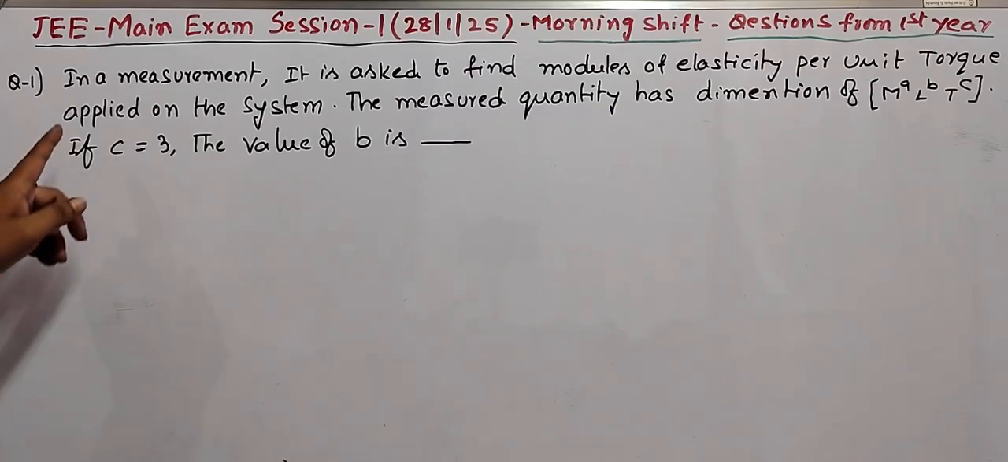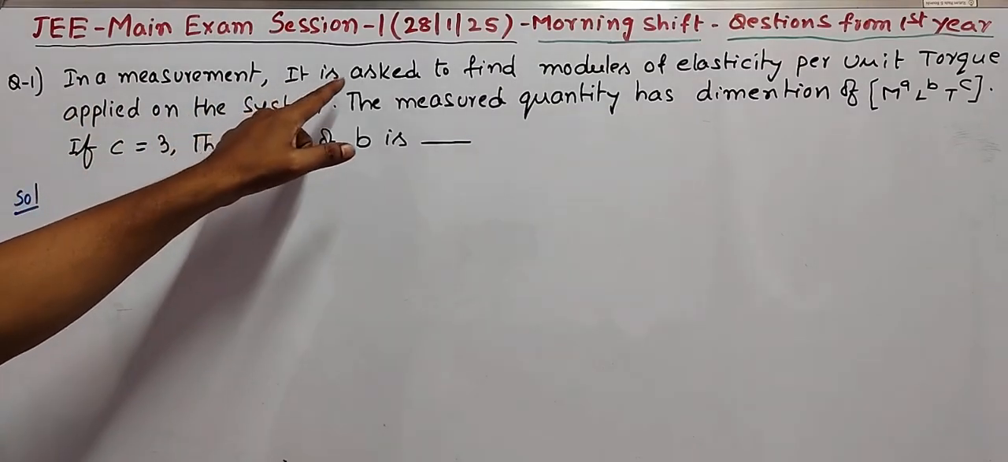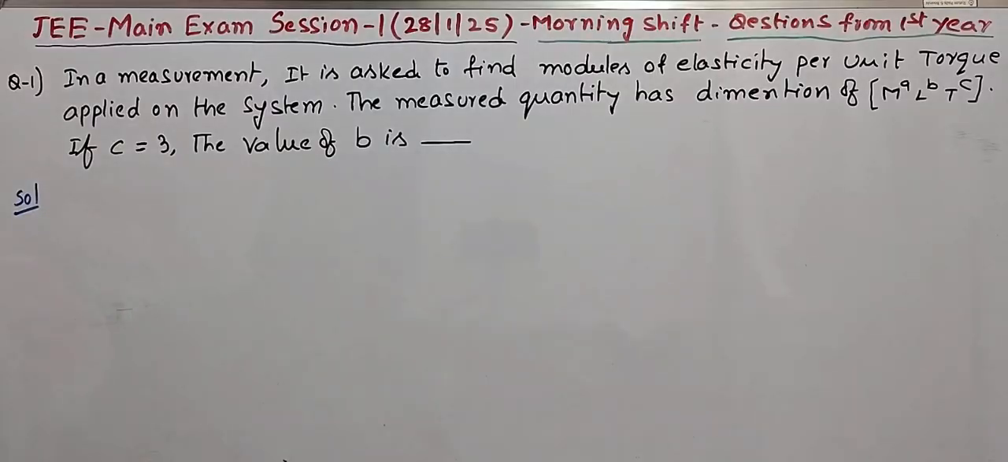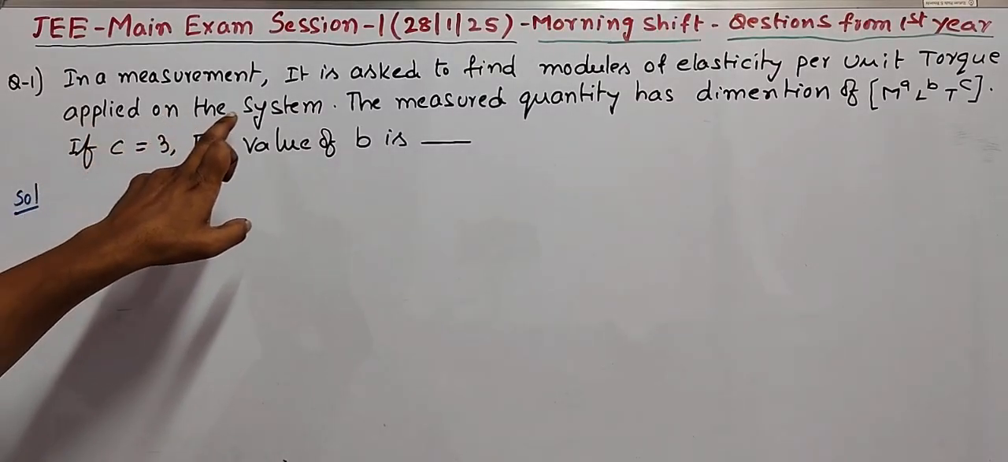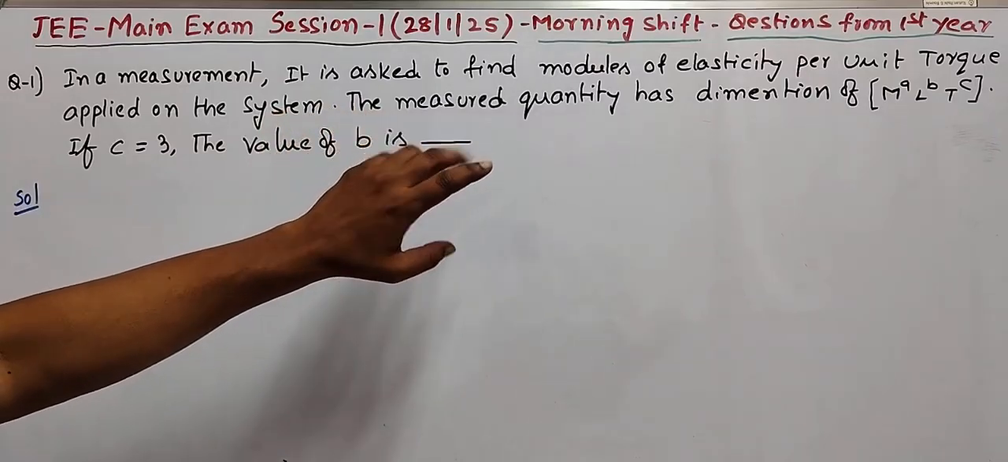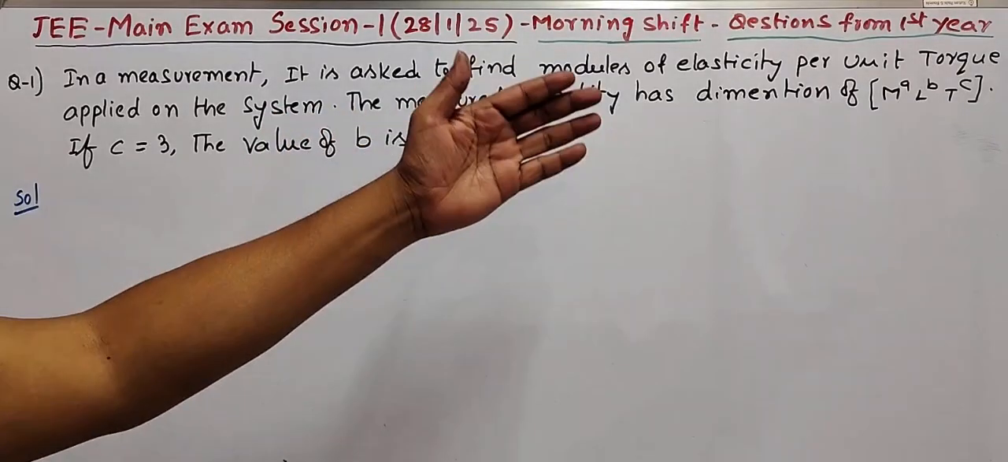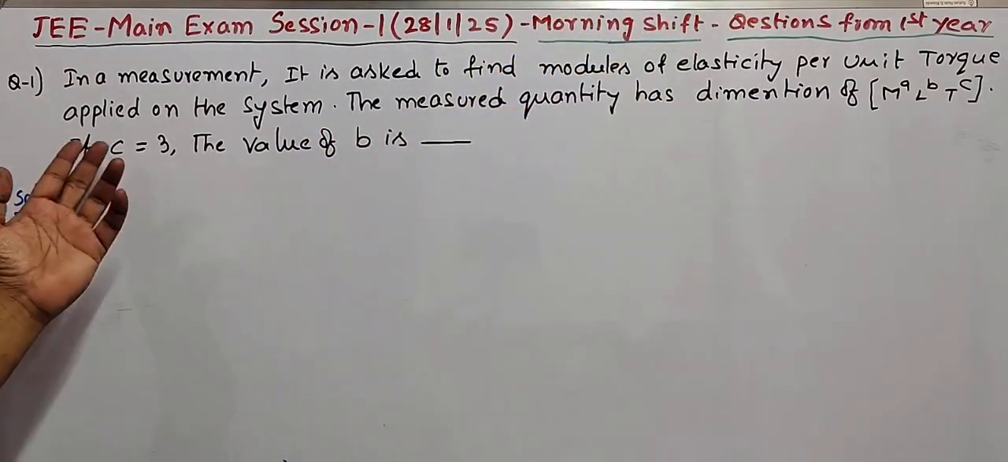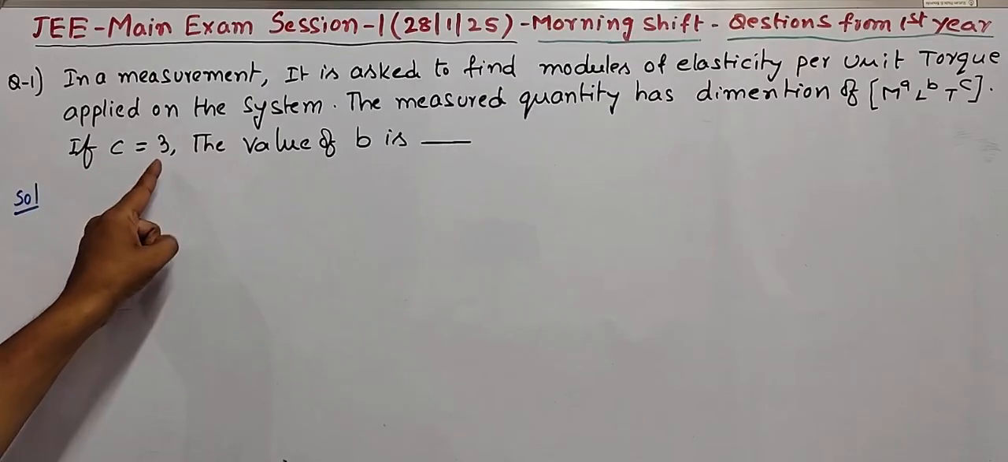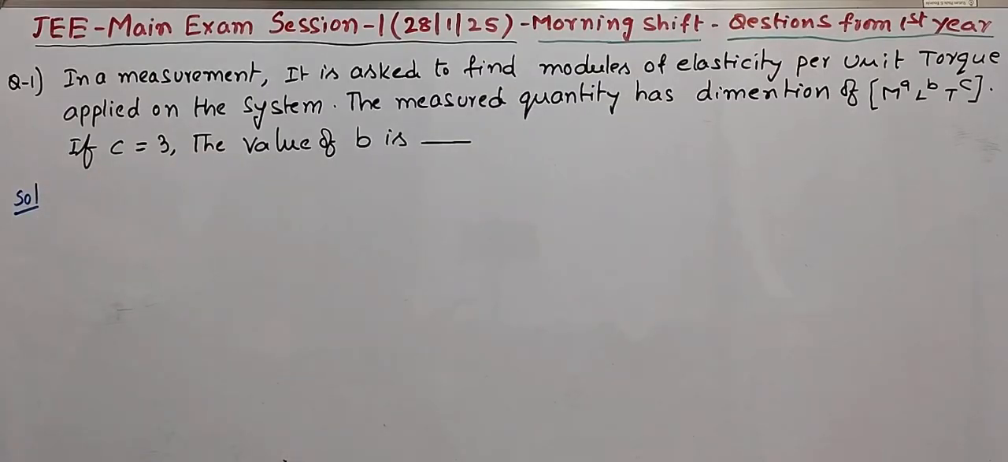The first question is, in a measurement it is asked to find modulus of elasticity per unit torque applied on the system. The measured quantity has dimensions of M^a L^b T^c. If c is equal to 3, the value of b is what this is asking.